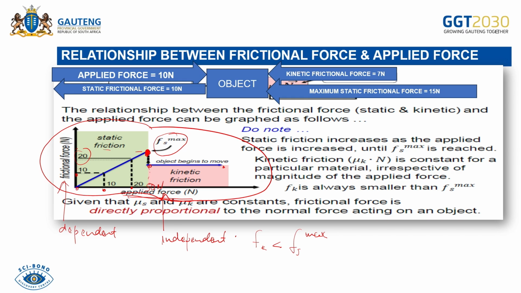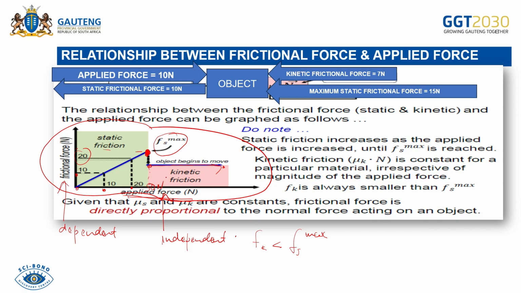Okay, so you can see from this graph, and after that it remains constant. So you must understand what is going on here. We are talking about two types of frictional forces, your static friction and your kinetic friction. This is a relationship between force applied and frictional force. If you apply a force and the object does not move, it means that the force we are applying is equal to the frictional force.